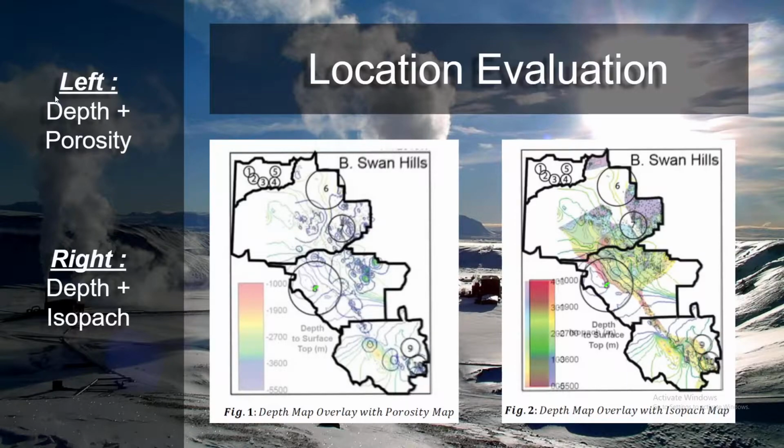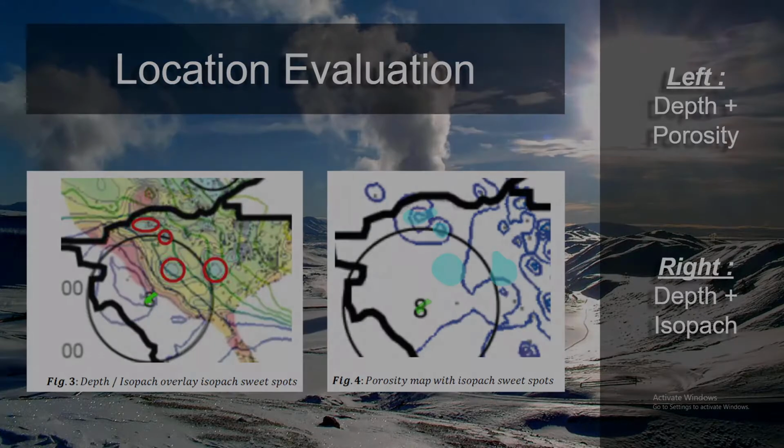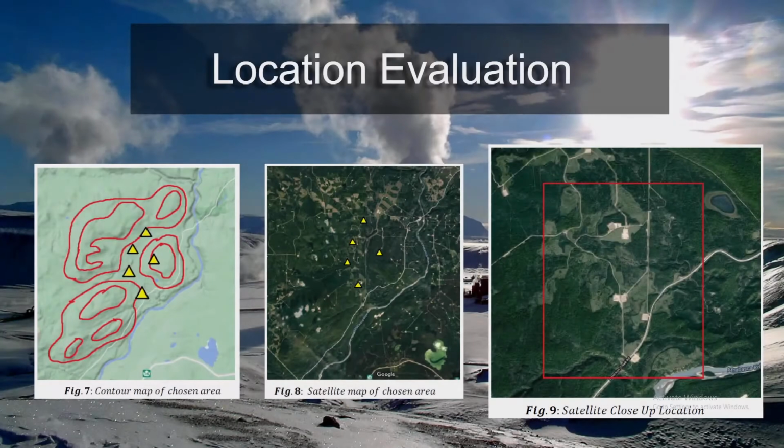We used these maps from the U of A report, which were depth, isopac, and porosity maps. We were overlaying these in order to find the best locations that we could consider for drilling our wells. We found 4 locations, which are shown here. We chose the closest one because we didn't want to lose too much energy when we would transfer the electricity from the plant to Hinton, and we also wanted to be close to a river so that we could use that as a potential water source.